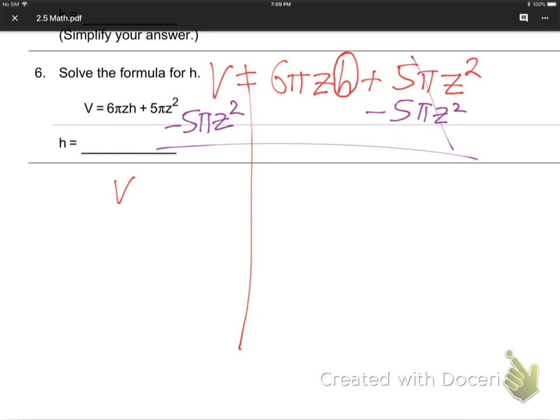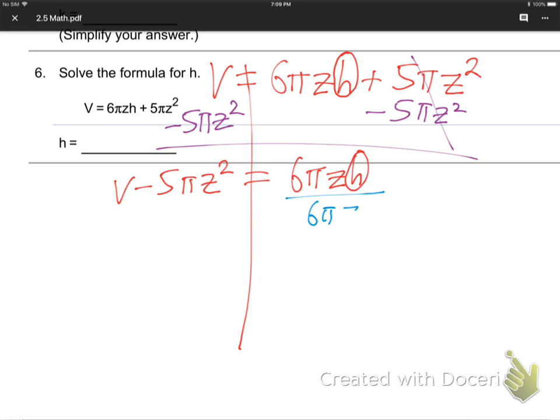So then we get V minus 5 pi Z squared is 6 pi ZH. We good to there? And here's the ball. Keep your eye on the ball. And H is saying, the ball is saying, I want to be alone. So what do we do now to get H alone?